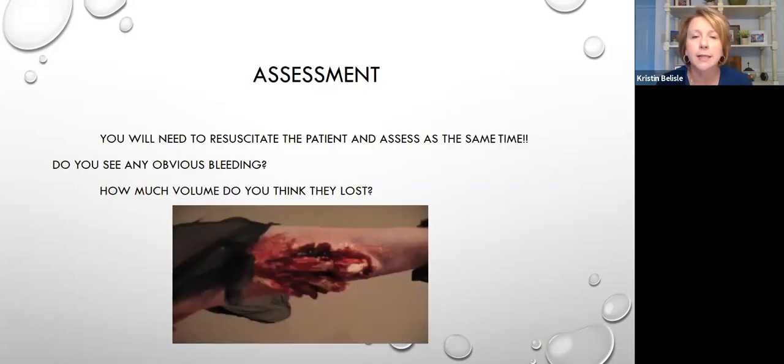Assessment. You will need to resuscitate the patient and assess at the same time. Now, I want you to look at this injury. I put it on here. Do you see any obvious bleeding? Yes, we do. And how much volume do you think they've lost? I'm going with quite a bit of volume loss. So we are looking at definitely a patient that could go into hypovolemic shock.